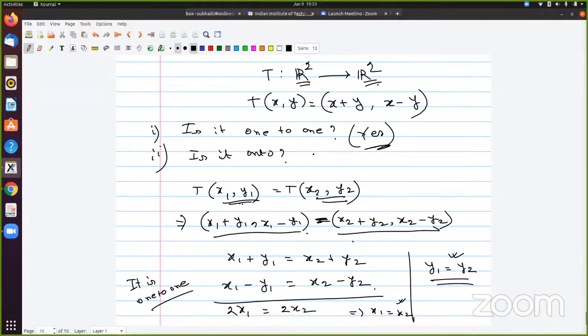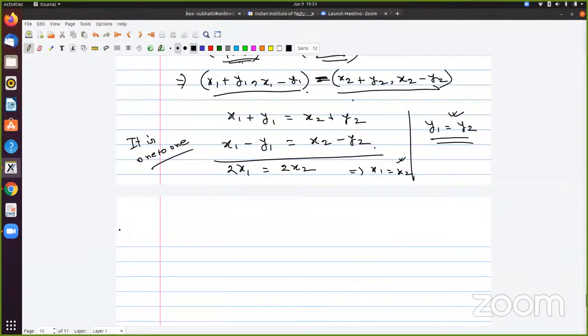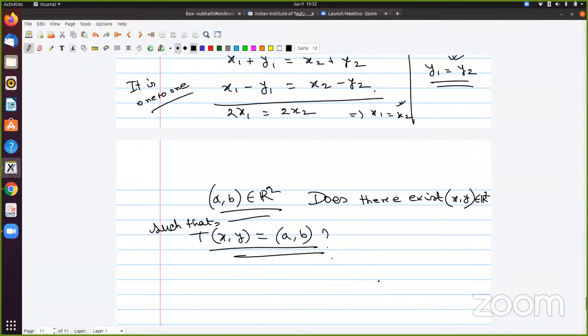Now what about onto? How do we have to check onto? Take any element from R2. Any element of R2 will look like (a, b) in R2. We should find a pre-image (x, y) such that this happens. Does there exist (x, y) in R2 such that this happens? That is the question. If this exists, then we call it onto. Is it clear to everyone? Yes, sir, the question is clear.